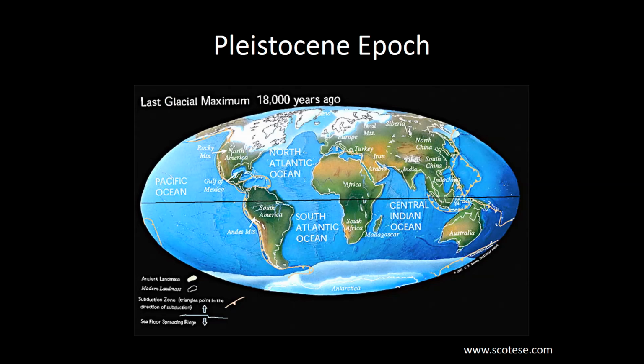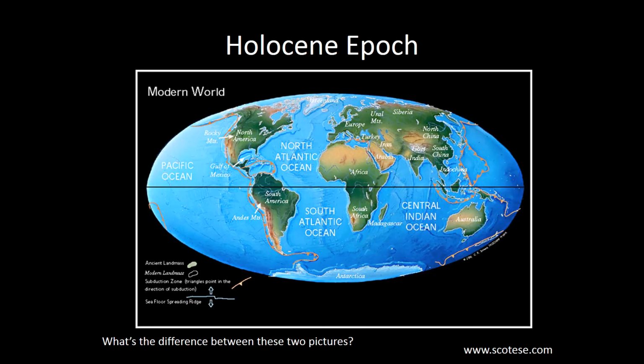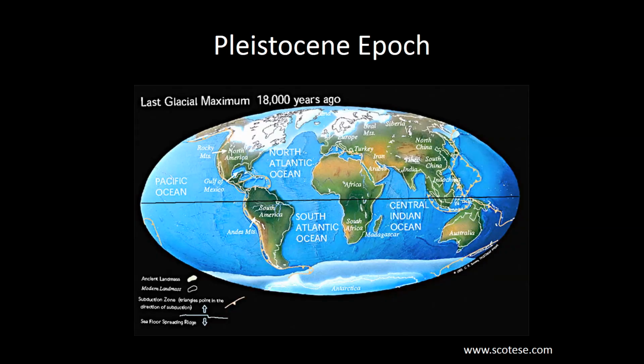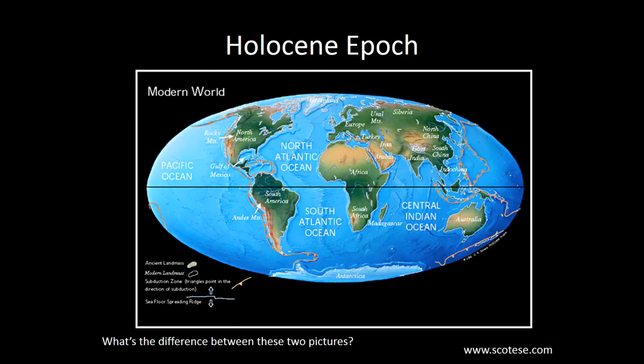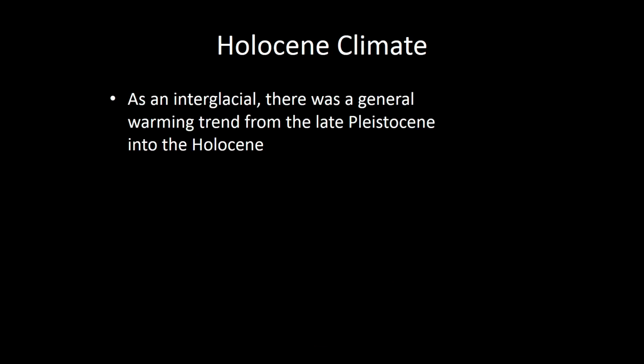All right, so here's the Pleistocene. This is called the last glacial maximum. Take a look at the amount of glaciers surrounding Antarctica and take a look at the North Pole. All right, it's pretty big. Now let's move to the Holocene. What do you notice? Hopefully you notice that from this picture to this picture, the glaciers have receded quite a bit, meaning they have melted, and that would cause a transgression. All right? So we see a general warming trend from the late Pleistocene into the Holocene.